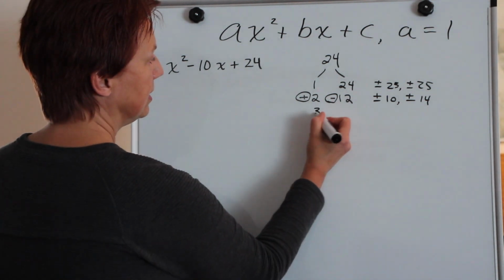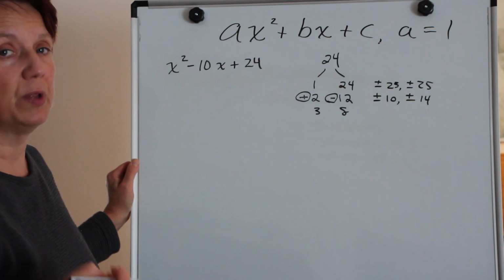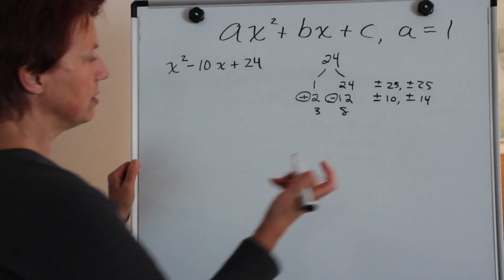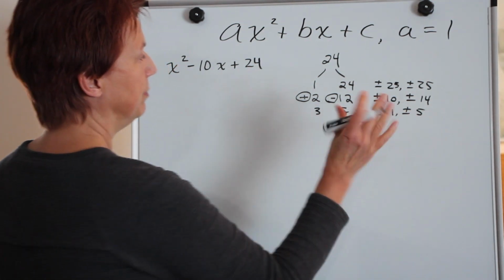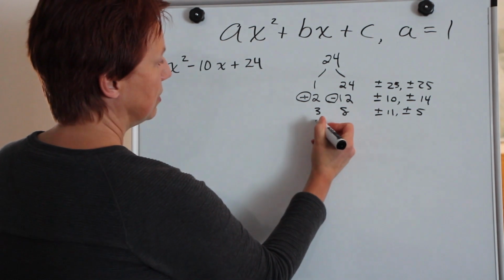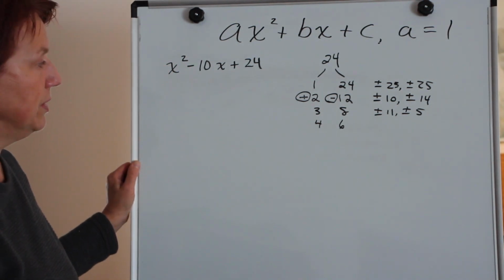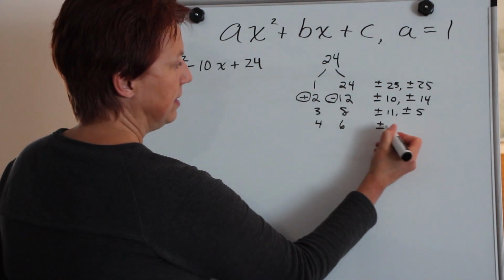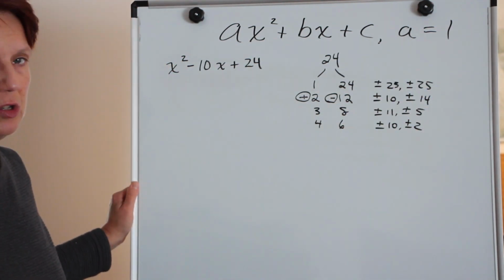So we can go on and list 3 and 8. So I list them in sequential order so that I don't miss the pair of numbers that is the correct pair of numbers. So this isn't going to work because it gives us plus or minus 11 and plus or minus 5. So no, that's not going to work. Okay, so we have one more pair of factors that multiplies to make 24, and that's 4 and 6. So 4 and 6 make plus or minus 10, plus or minus 2. And by the way, you don't have to write all this down. You can just think it.